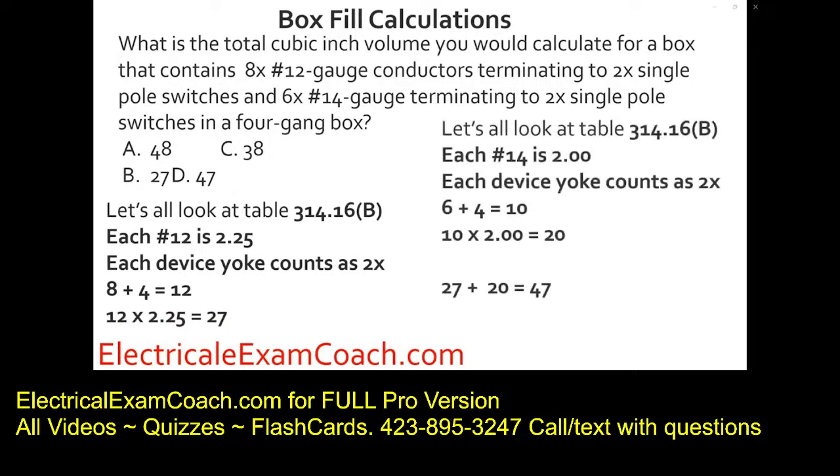Now we just do the same for the leftover devices. We have our 6 original conductors, and we have 4 more based off of our count, because remember, it's based off the largest wire that terminates to that device. We bear that math out, total the 2 together, and end up with 47 cubic inches. Let's get to it.